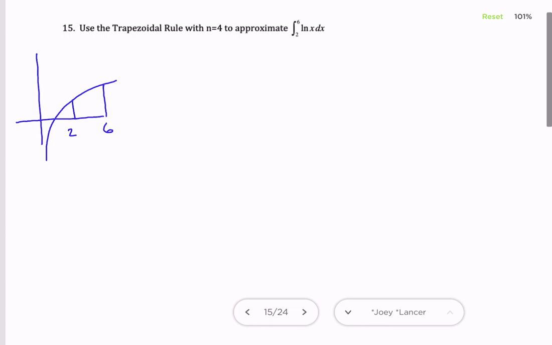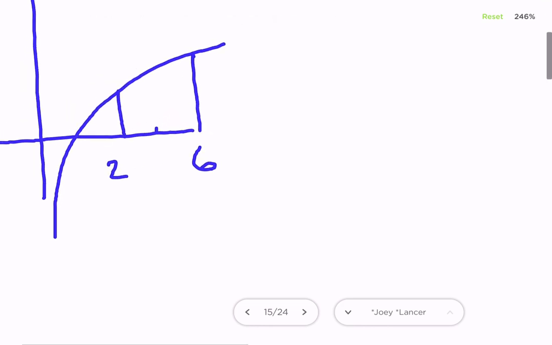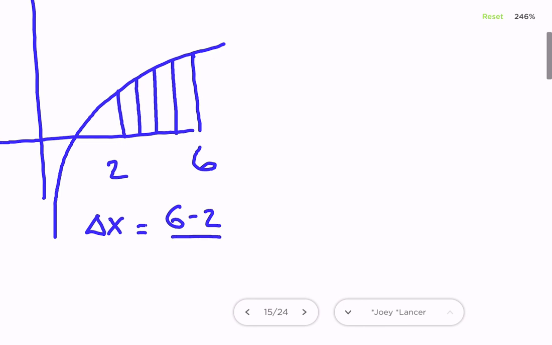And we want n equals 4, and so I'm going to split this into 4 equal subdivisions, just like that. And we want to figure out our delta x. So it's going to be the upper limit of integration minus the lower, divided by n, the number of trapezoids we want, and that's 4. And so here we actually get 4 over 4, which equals 1. So the width of our interval is 1, and so it's going to go from 2 to 3 to 4 to 5 and then to 6.